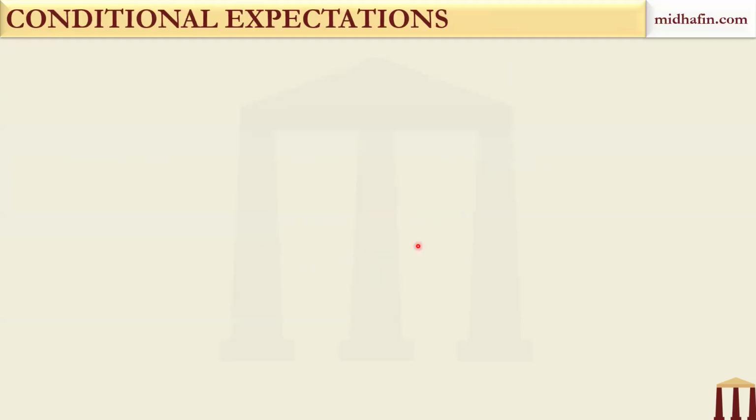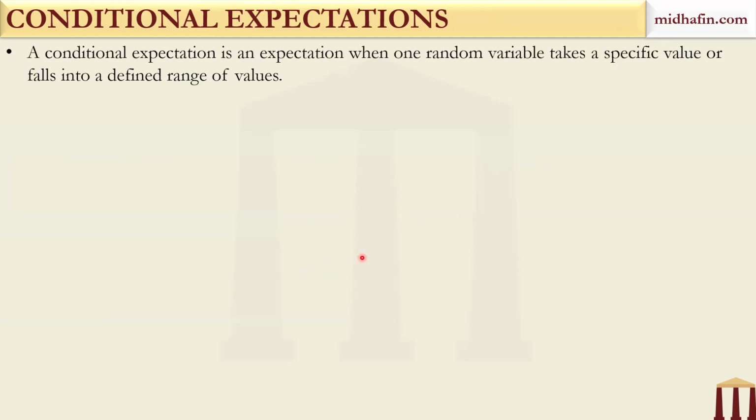Okay, now let's come to conditional expectations. Earlier I told you that to have the conditional expectation, you need to have a conditional distribution, not the regular distribution. So conditional expectation is an expectation when one random variable takes a specific value or falls into a defined range of values. It can take a specific value or it can take a defined range of values.